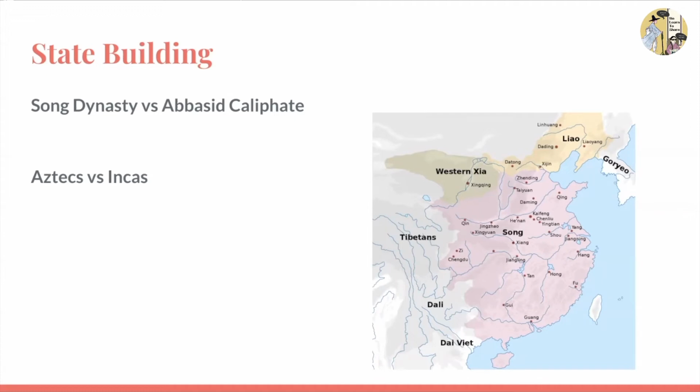Another comparison for state building will be between the Aztecs and the Incas. Although the Incas were not previously mentioned, they will be briefly mentioned here for the sake of comparison. The largest difference between these two groups is how they built their empire. While the Aztecs did so through the tribute system, which I previously mentioned, the Incas did their state building through the Mita system, which forced the conquered citizens into compulsory public service.